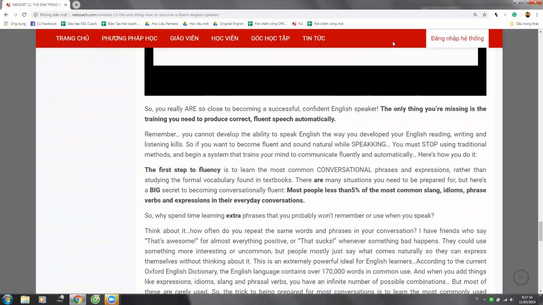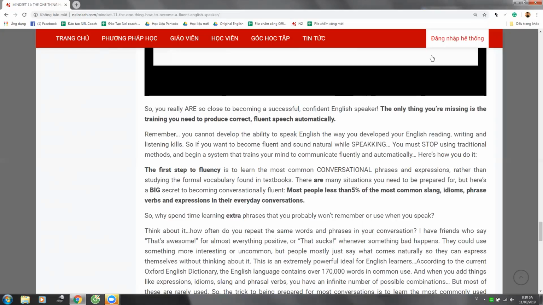How often do you repeat the same words and phrases in conversation? I have friends who say "that's awesome" for almost everything positive, or "that sucks" whenever something big happens. They could use something more interesting or uncommon, but people mostly just say what comes naturally so they can express themselves without thinking about it.